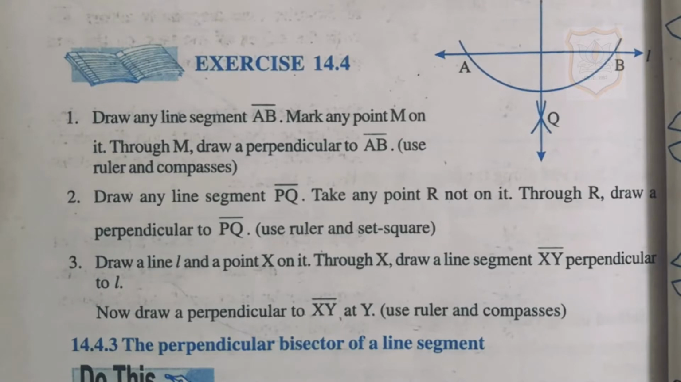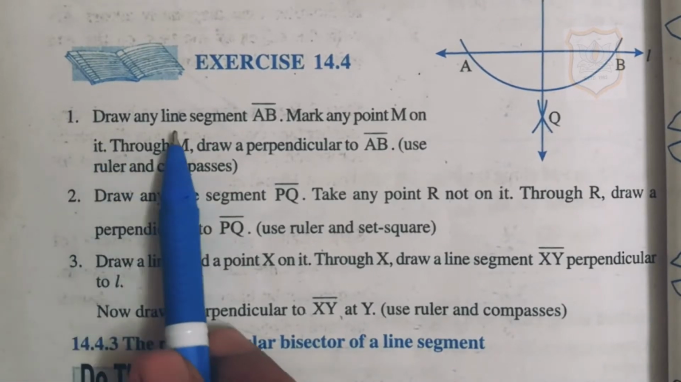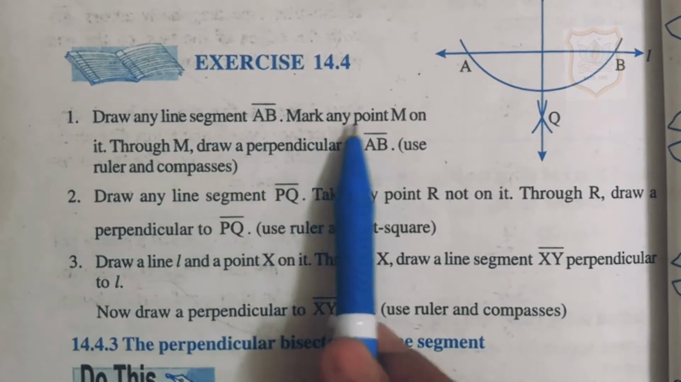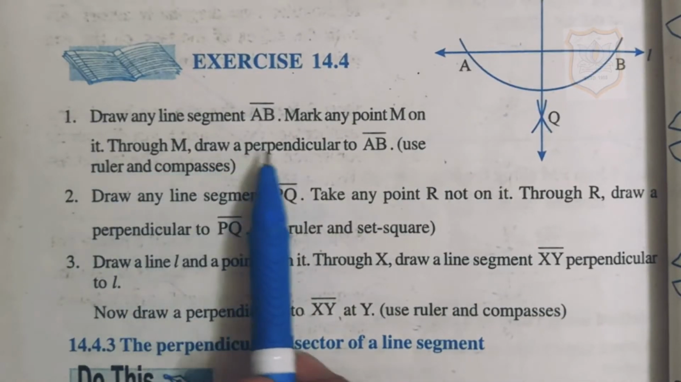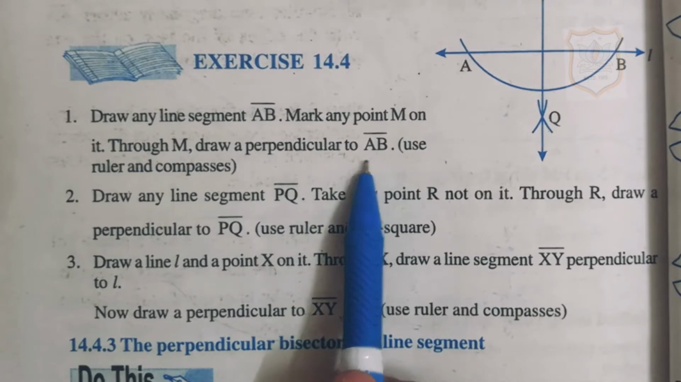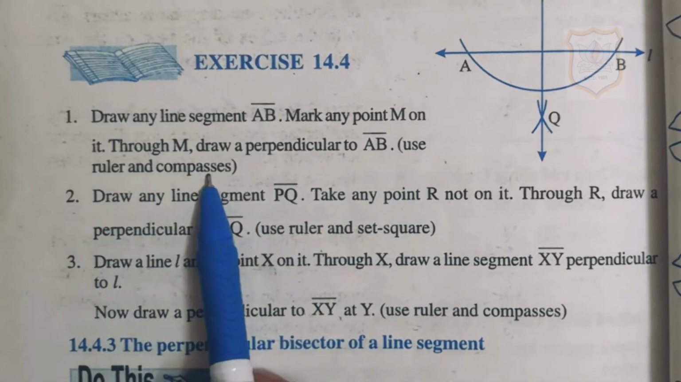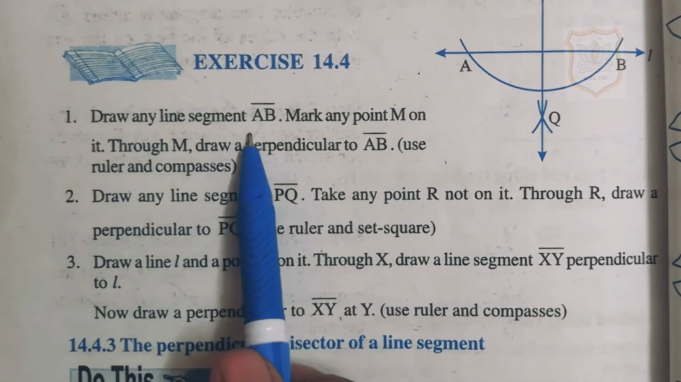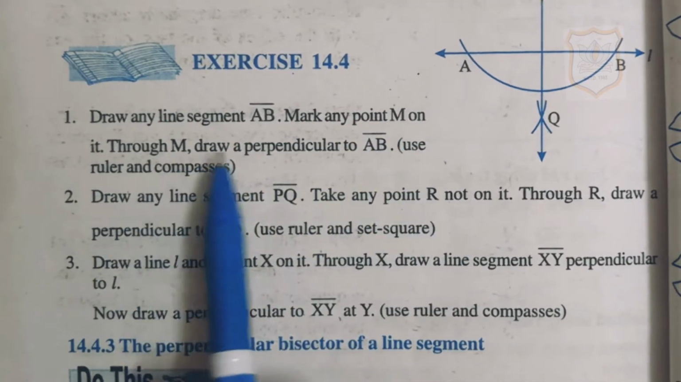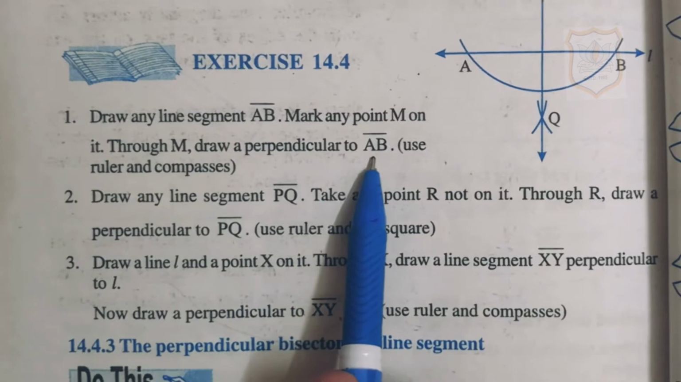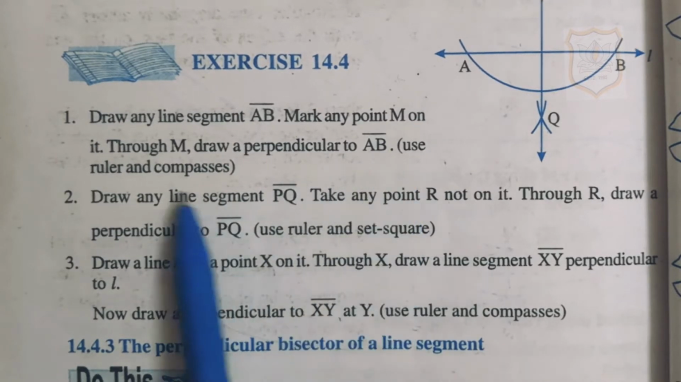Exercise 14.4, question number 1. Draw any line segment AB, mark any point M on it. Through M, draw a perpendicular to line segment AB. Use ruler and compass. Students, here we have to draw a line segment AB and then mark a point M on it. Then through M we have to draw a perpendicular to line segment AB, and we have to use ruler and compass.